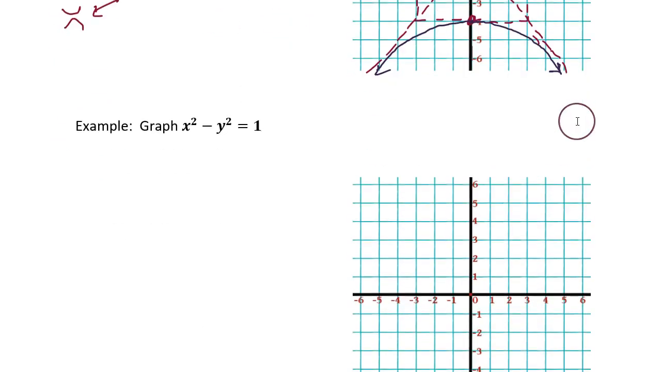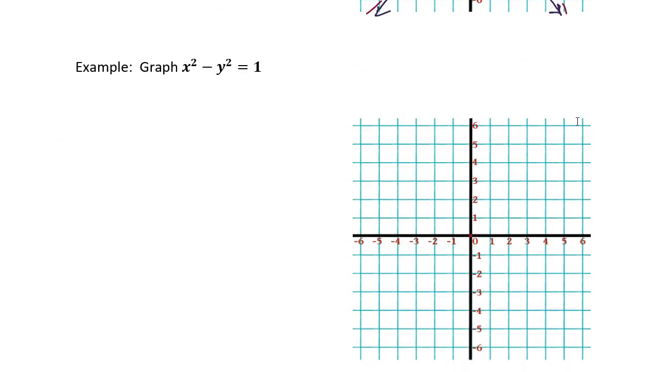Another example. Let's graph this one. Well, what is it? It has x squared and y squared. So is it a circle? Is it an ellipse? Or is it a hyperbola? It's got a minus sign. So it's a hyperbola. It already has the equals 1. We just need to pay attention to the denominators. I guess they're both 1s.